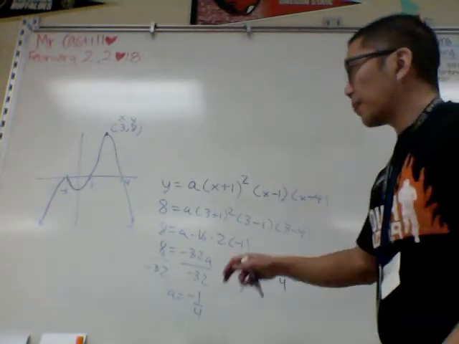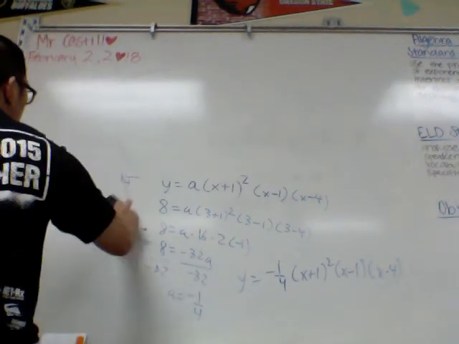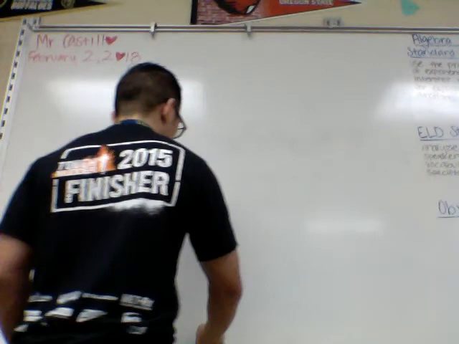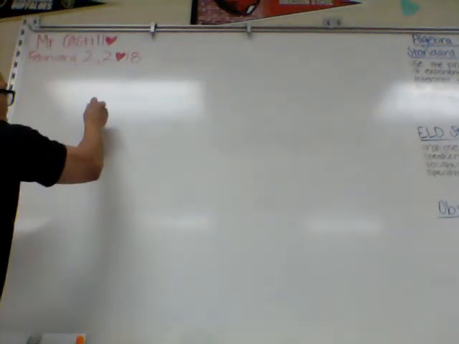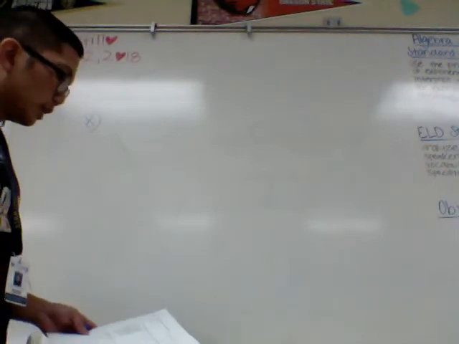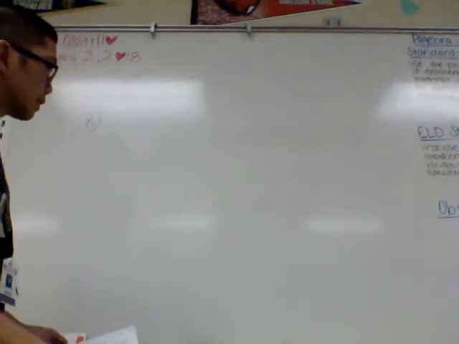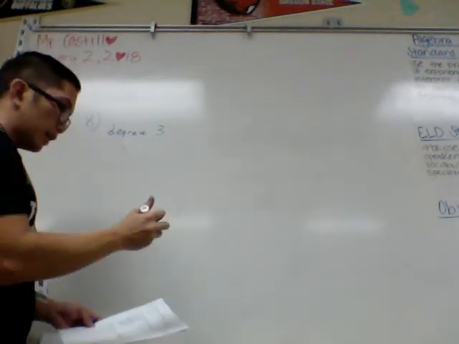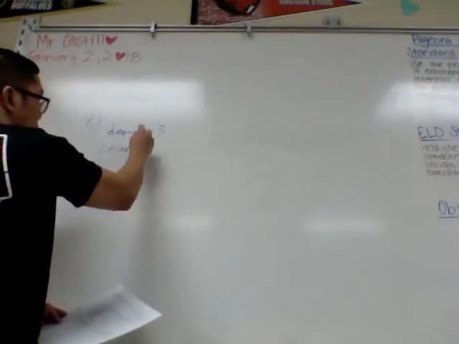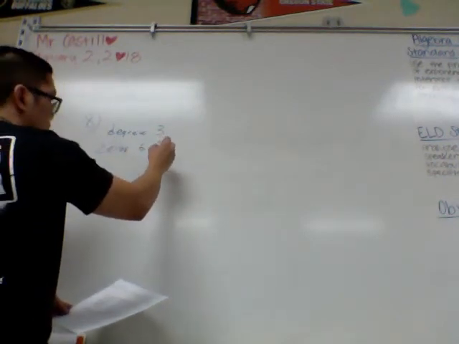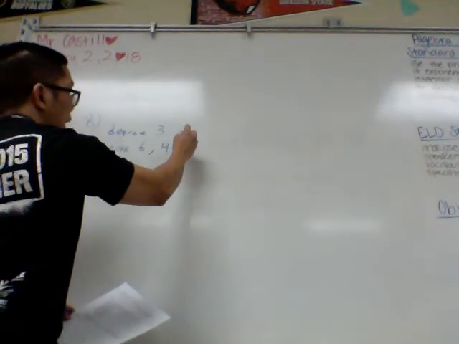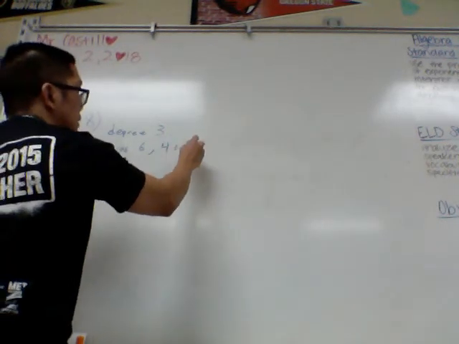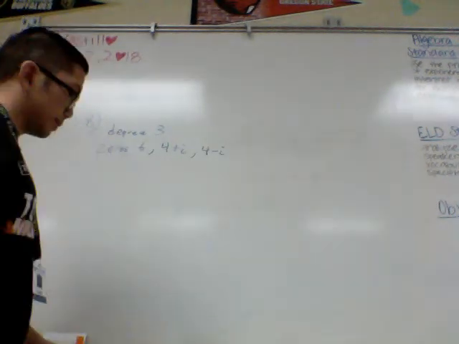Number 8, you have a polynomial with degree 3, and it has zeros at 4 plus i and 6. So remember, if you have a degree 3 polynomial, and the zeros are at 6 and 4 plus i, I know my other 0 because of the conjugate pair theorem. If I have 4 plus i as a 0, 4 minus i must also be a 0.